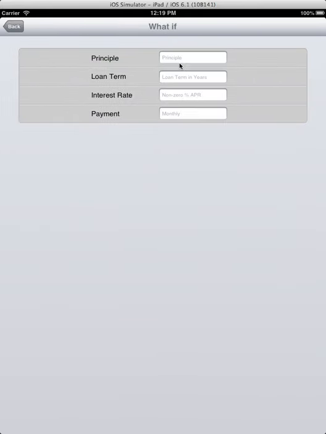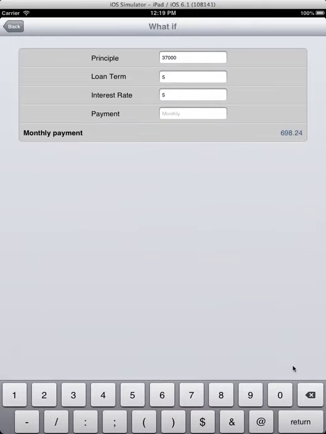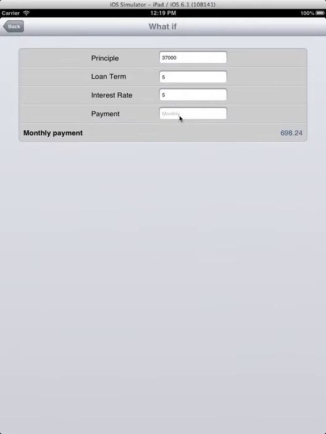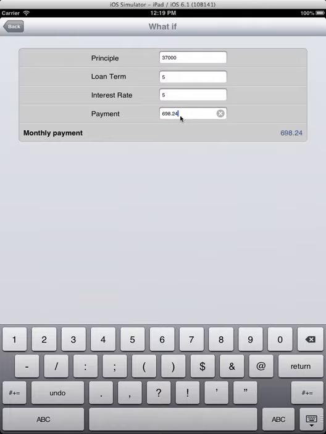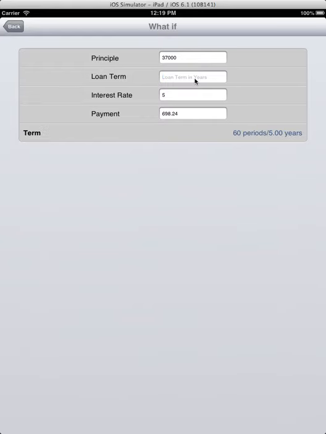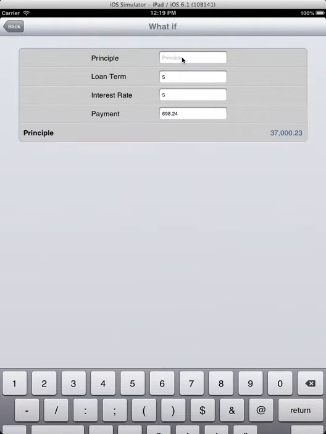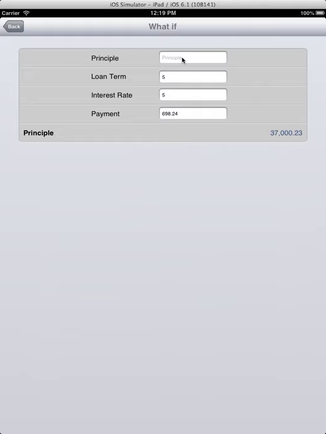And then what-if analysis. So given three variables, the fourth variable is calculated. Say principal is this much, loan term is 5 years, interest rate is 5%. Here the payment is 698.24. And in that case, we need to calculate the interest rate. So that's what we get. Suppose we have the interest rate, we want to calculate the duration, and that's what calculates the duration. Suppose we have both, and then we want to calculate the principal, and we can also calculate the principal. So here we see this is a very useful product.